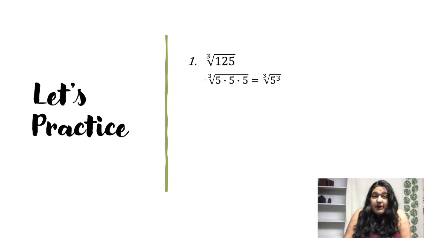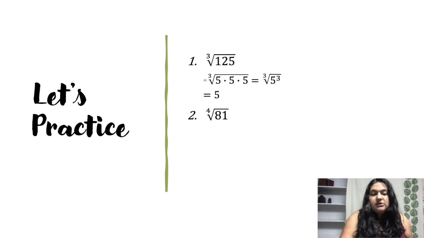Hopefully you were able to see that the cube root of 125 is 5. We have 5 times 5 times 5. That's 3 5s. I only need 1 to come out of my radical sign. So again, here's my inverse operations. These two cancel, and I'm left with 5.